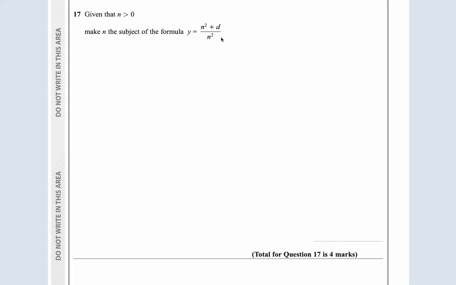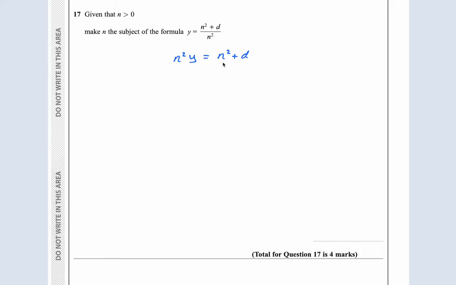Okay, question 17. Make n the subject of the formula. Okay, so I have an n squared underneath the line here. I don't want it there, I don't like it there, so I'm going to multiply both sides by n squared. N squared y equals, and on the right side, because this is one fraction, this n squared cancels or disappears, however you want to think about it, but I can write this. So I cross multiply, you may be familiar with that term, n squared y equals this.